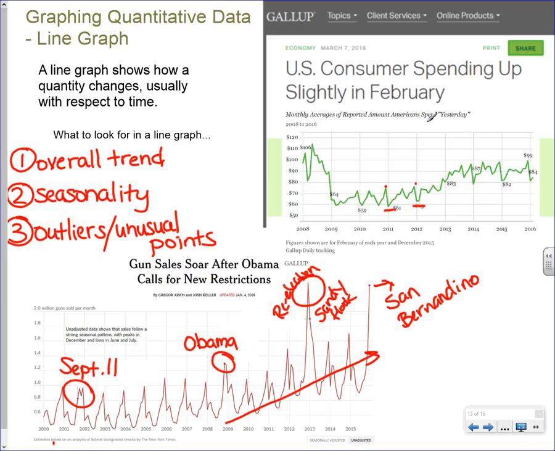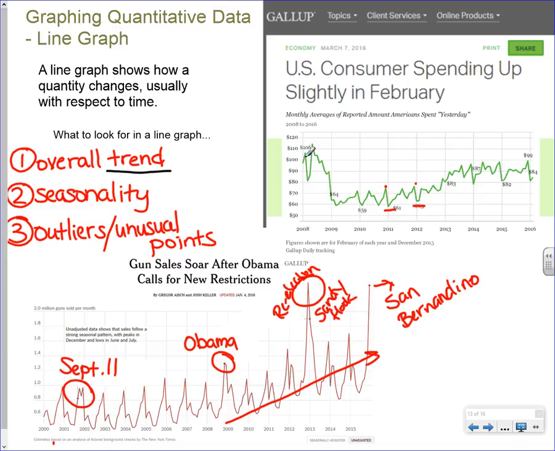So what would we look for here? What do we look for in a line graph? The first thing we look for is, can we find an overall trend? An overall trend tells us if the data overall is going up or trending down, okay? Like in this one, we kind of see two trends, right?